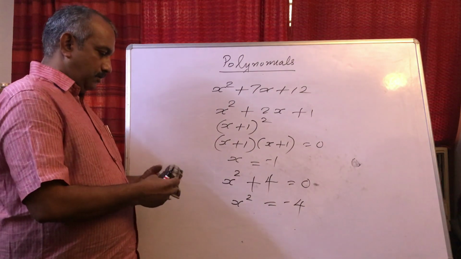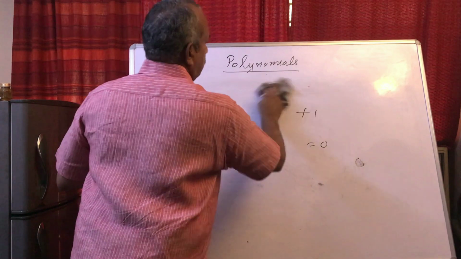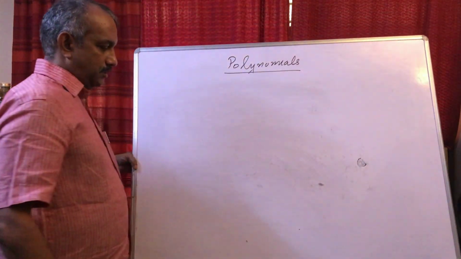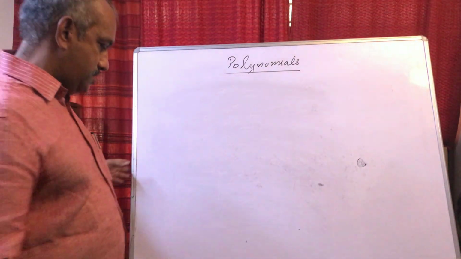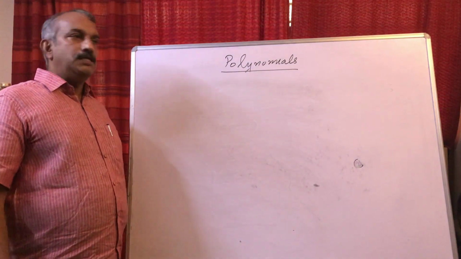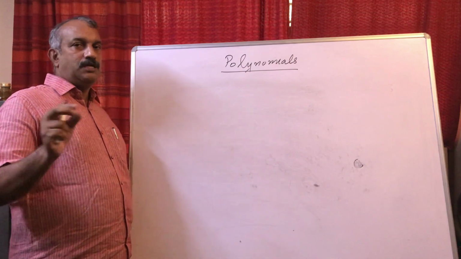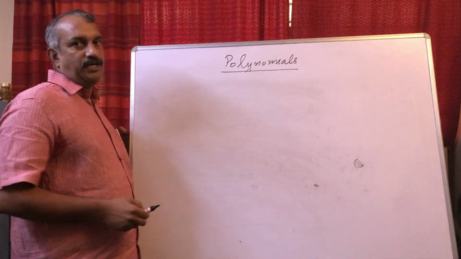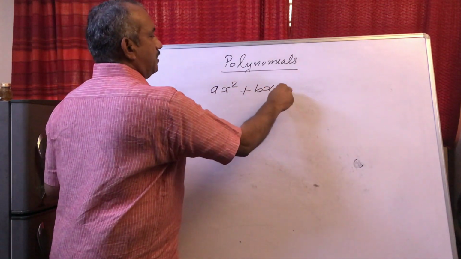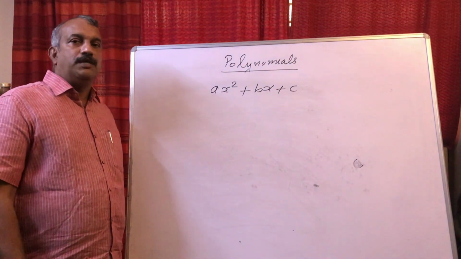Now we'll come to the third property. The third property says the relationship between zeros and coefficients of a quadratic polynomial. Now what are these? See, the standard form of a quadratic polynomial is ax square plus bx plus c. This is the standard form of a quadratic polynomial.